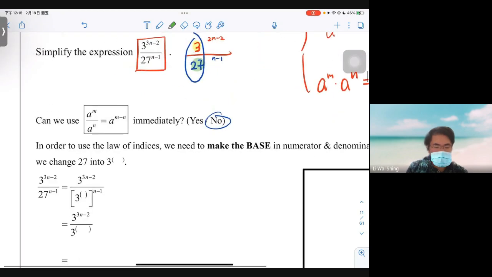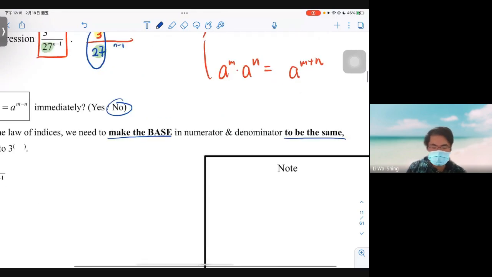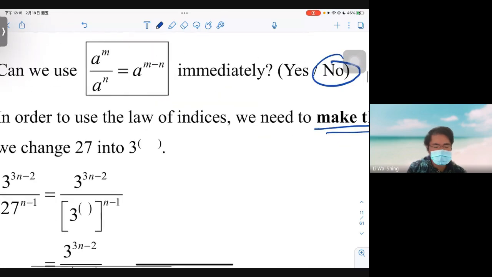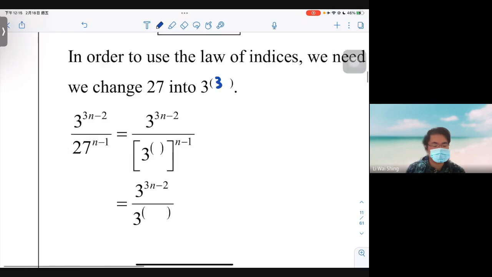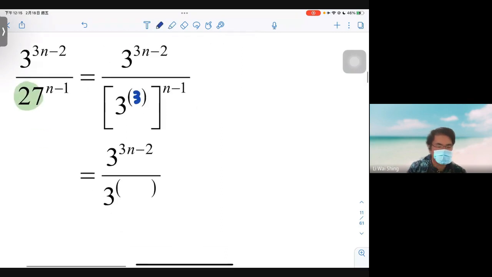Okay, in this question, you need to notice that 27 has some relationship with 3. We need to make the base to be the same. 27係3嘅幾多次方咧？27係3嘅3次方。So if we change the base from 27 into 3 to the power of 3, let's see what happens.